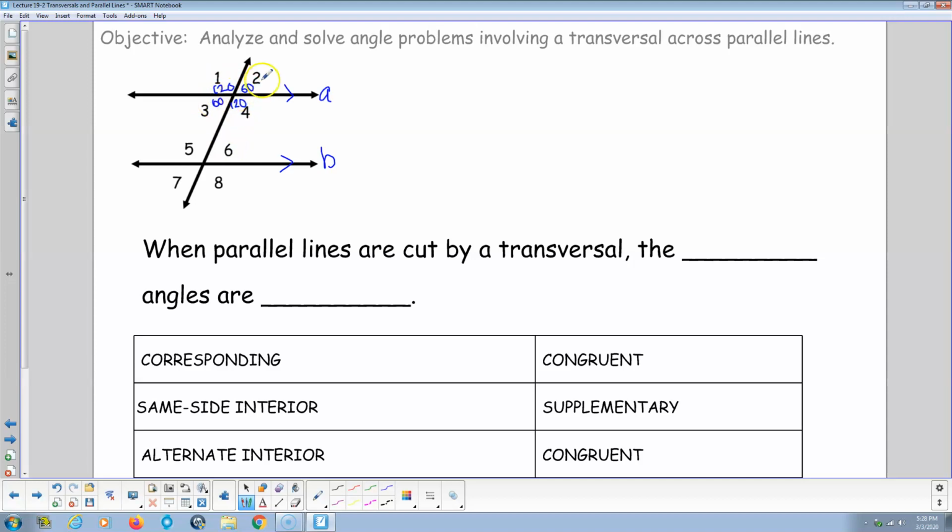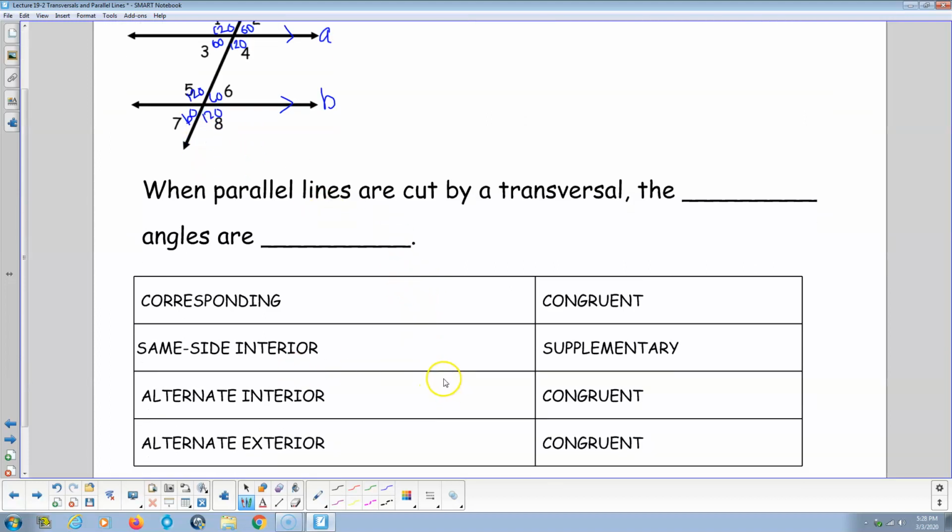And here's the thing. This same picture for an angle, because A and B are parallel, is the same picture here. So this is 120. This is 60. This is 120 or 60 over here. And 120 here for angle 8. So, here's the chart for the relationships.